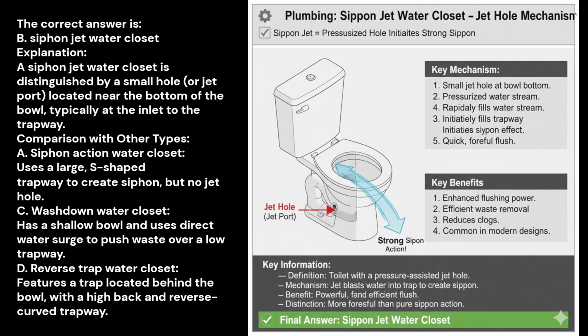C. Washdown water closet has a shallow bowl and uses direct water surge to push waste over a low trapway. No siphon, no jet hole, and less efficient. D. Reverse trap water closet features a trap located behind the bowl, with a high back and reverse curved trapway. No jet hole, and largely obsolete. Therefore, the only type among the options with a small hole at the bottom that delivers water into the trap is B. Siphon jet water closet.